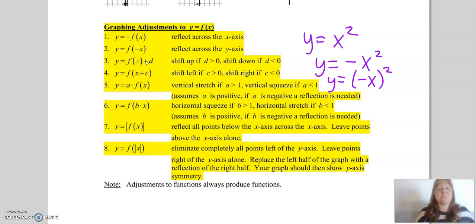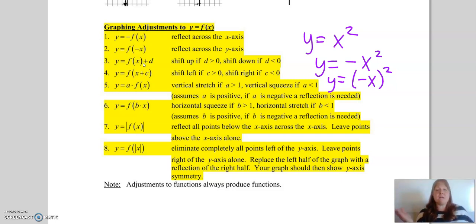These ones are easy. These ones are just a shift. This one is outside the function. Remember h and k, in this book they call them c and d. I don't like that. It's really h and k in a lot of other places, but that's okay. So this one is outside the function. It's going to add numbers to the y or subtract numbers from the y.